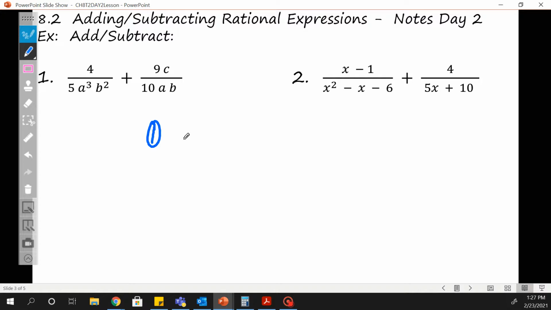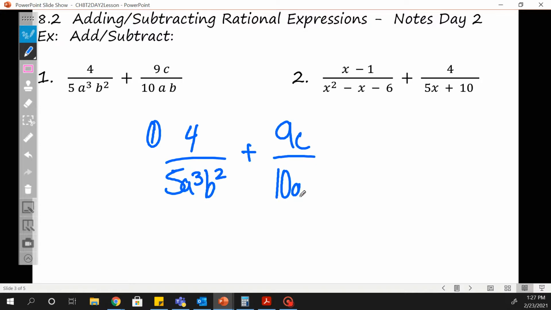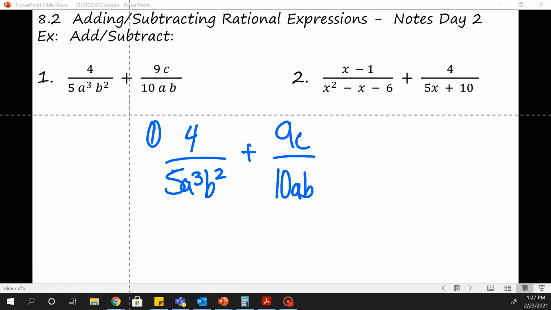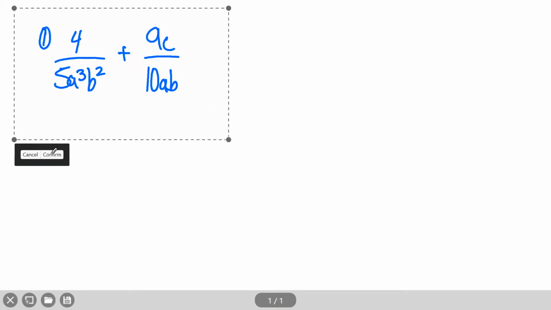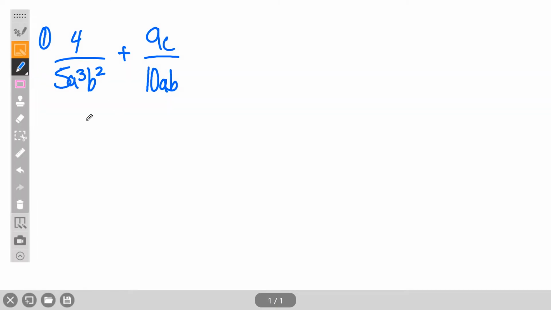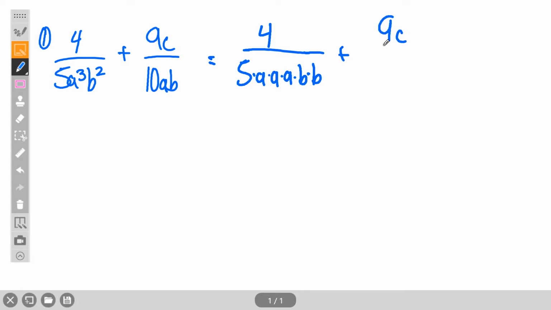So let's take a look at number 1 here. 4 over 5a cubed b squared plus 9c over 10ab. Now if we factor the denominator, 5a cubed b squared, that's 5 times a times a times a times b times b. The other denominator, 10ab, that's 5 times 2 times a times b.